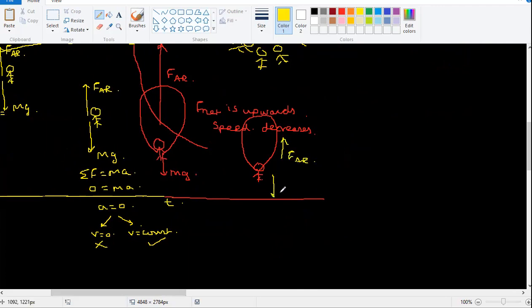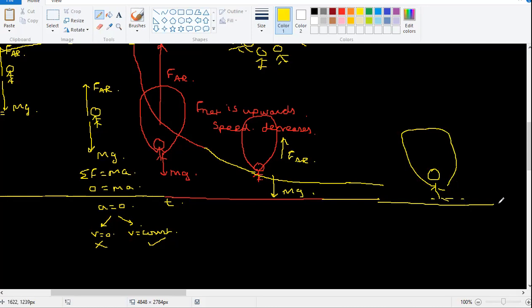And at some point, what will happen? The mg will be equal to FAR. So that means the decreased speed will be safe for you to land on the ground. As you can see, when they land, they will just run along with the ground. Why? Because it will be in the order of say 1 meter per second, 2 meter per second. So it will be a low velocity, which means you still have to run along with the ground so that you don't get hurt.